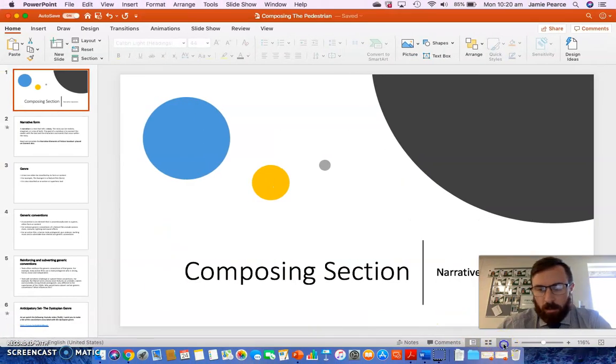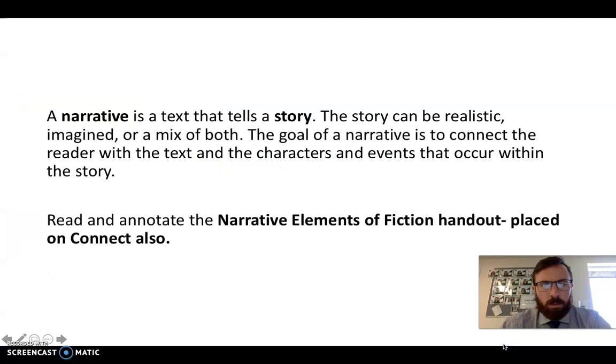If I head back to the PowerPoint now, we just want to review the narrative form and what the purpose of the narrative form is. We know it's to tell a story. It can be real, or it can be imagined, or a mix of both.